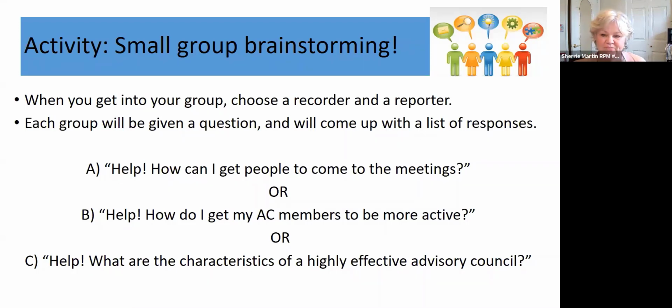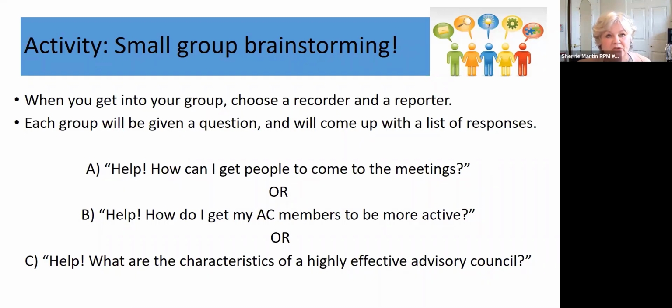Okay. So we will be dividing you into groups randomly. So you won't be divided into center type. And so when you get into your group, you will choose a recorder and a reporter right off the bat. I also suggest when you get in your group, just introduce yourselves very quickly. So each group will be given a question.